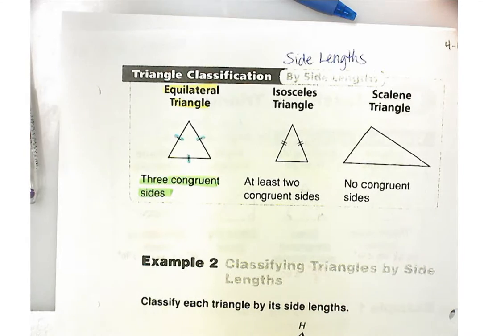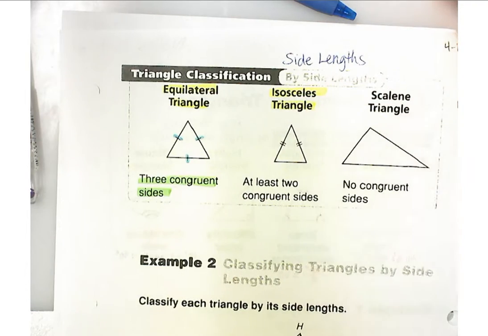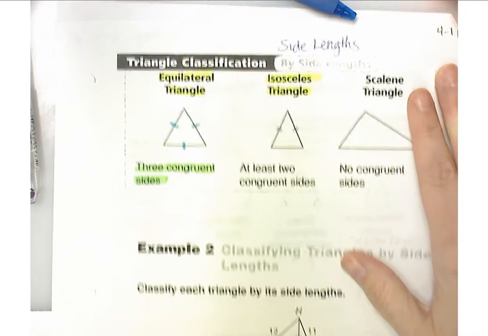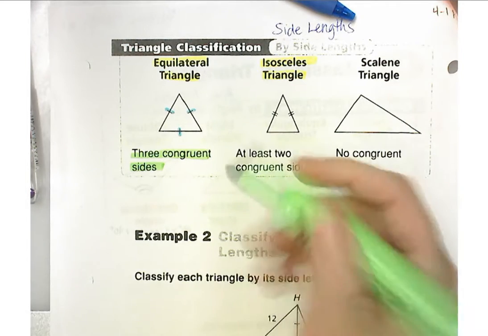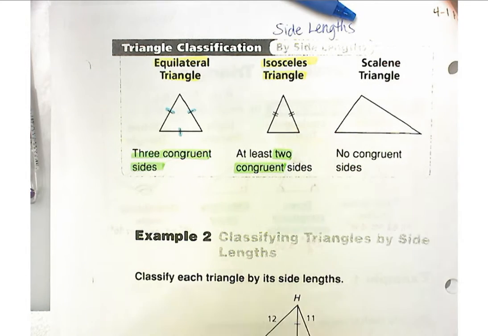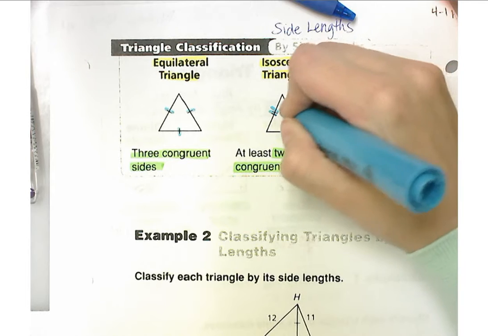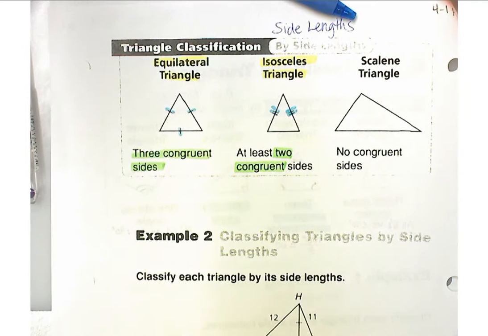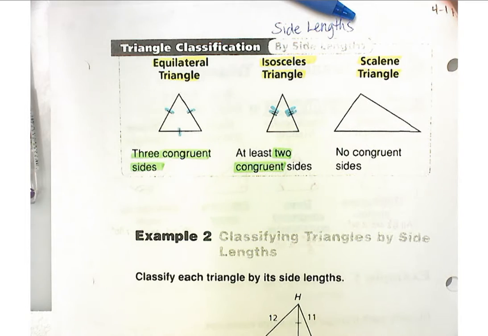Okay, so the second type is isosceles. And Elizabeth, if it's isosceles, what is our situation that we have? Okay, so there's at least two congruent sides. Okay, and again, those can be shown using your tick marks. So here, notice how there are two on each side. So that means those two sides are congruent to each other. And then the last one is scalene. Okay, and then CJ, if it's scalene, what do we have?